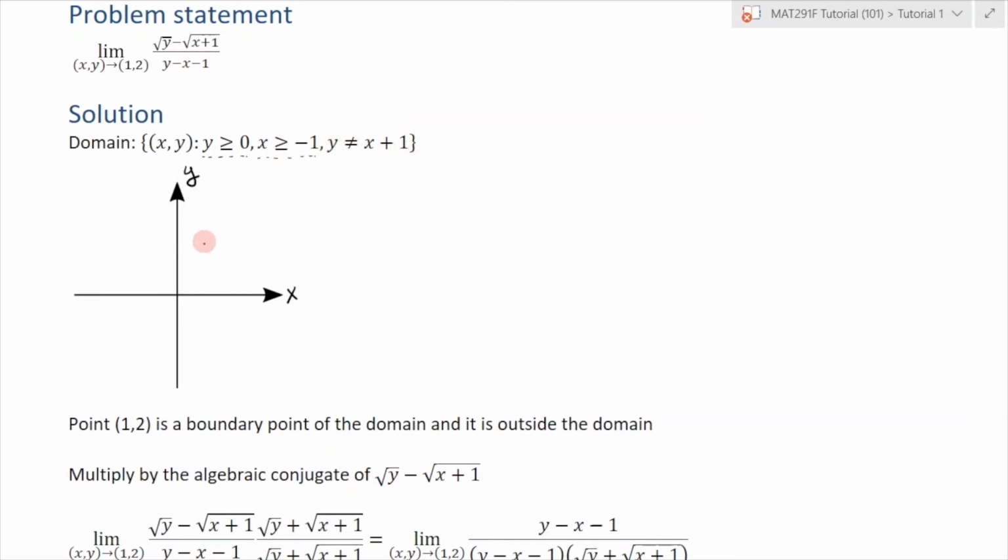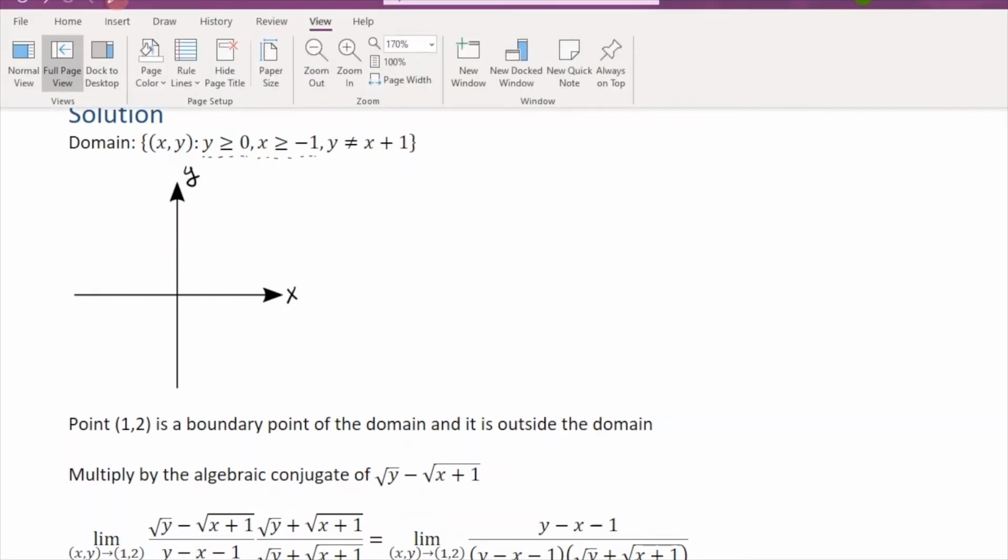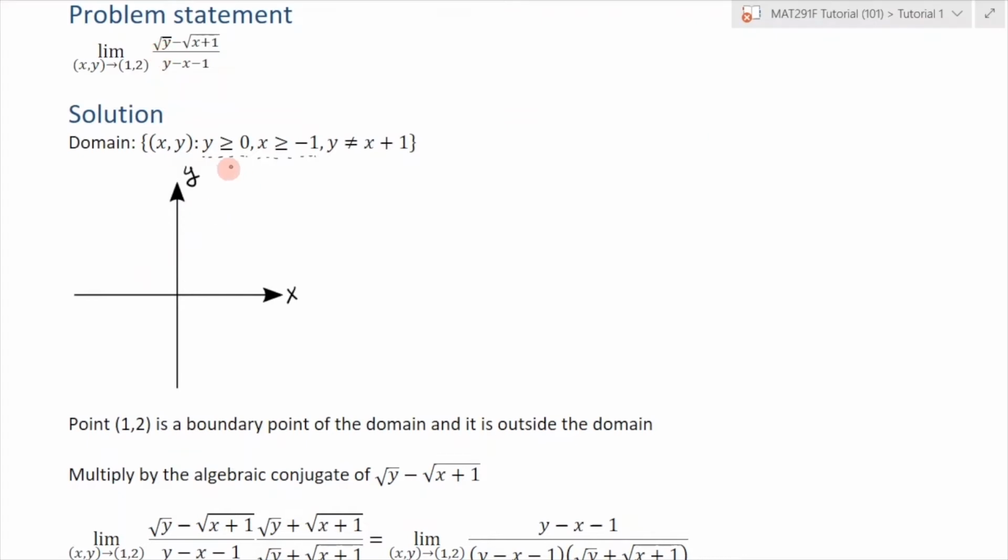So then the domain is everything except, well, no, not everything. Okay, so it's y greater or equal to 0 and x greater or equal to -1. And then y is unequal to this. So this line is excluded from the domain, and everything else is included.